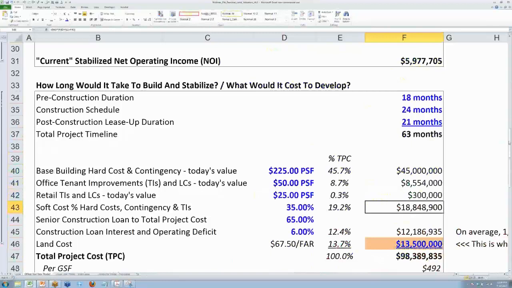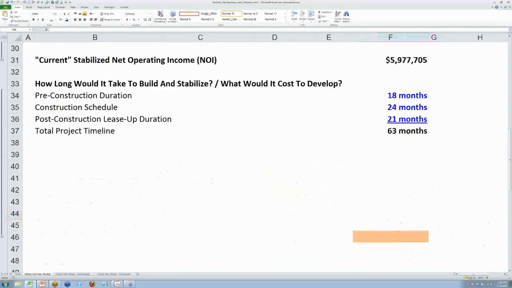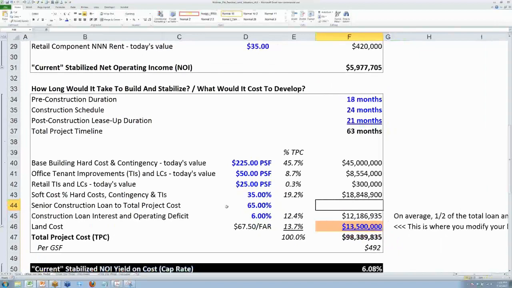And then we can make some assumptions as to what percentage of the total hard costs the soft costs would be. And then we're going to start to think about financing. Okay, so we know that we're going to take a loan to capitalize the project. So that is going to generate naturally some interest and likely some financing deficit with respect to the asset. So we need to carry that in our total project cost estimate as well.